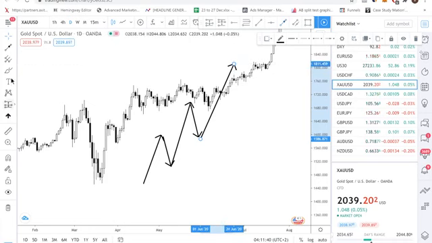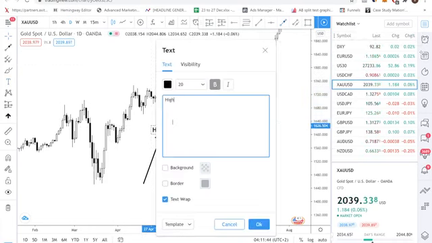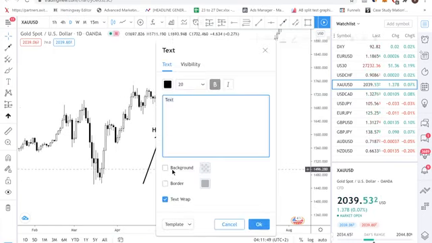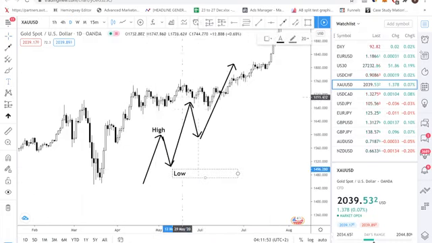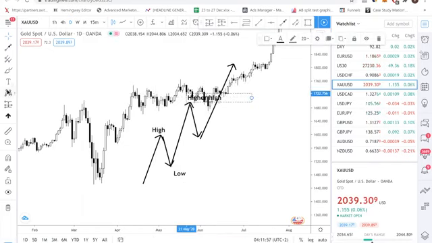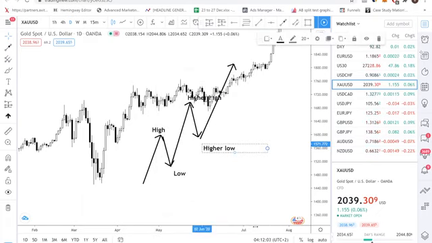You have a high here, you have a high here, and then you have a low. Let me just draw it for you. You have a low, then you have a higher high, and then you have a higher low. So this is the first kind of market condition. Basically, you are always looking at whether the market is making higher highs and higher lows. If the market is making higher highs and higher lows, then you are in an uptrend.